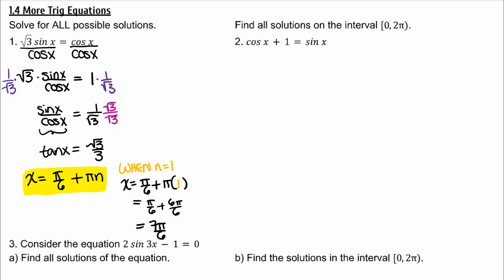For number 2, find all solutions on the interval 0 to 2 pi. In this case, we do not have only one sine term and one cosine term. We also have a constant term. So in this case, we cannot solve by dividing both sides by cosine x. In order to relate cosine x and sine x in this case, we'll need to use a Pythagorean identity. But to do that, we need sine or cosine to be squared. So, in order to make them squared, we'll square both sides of the equation.